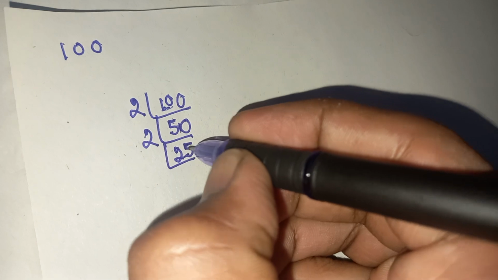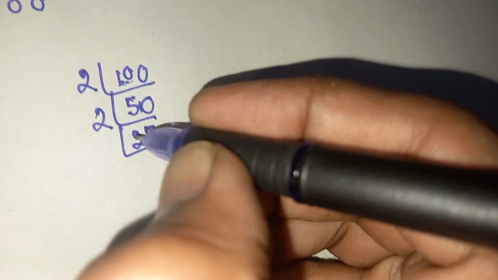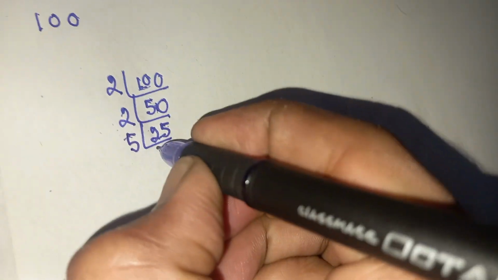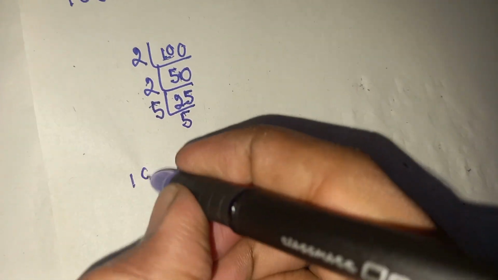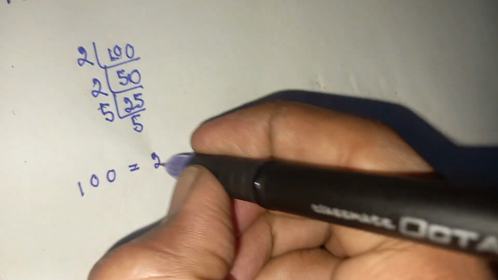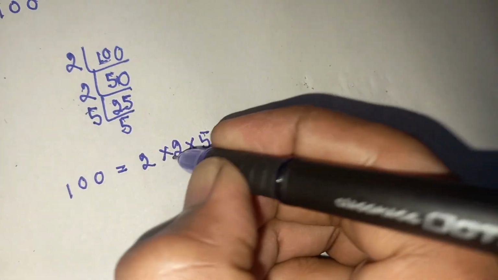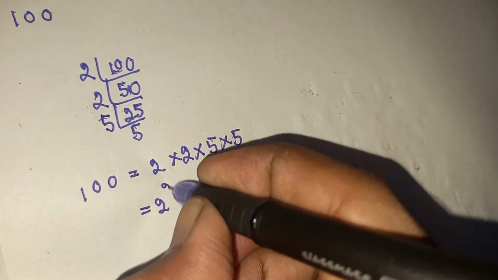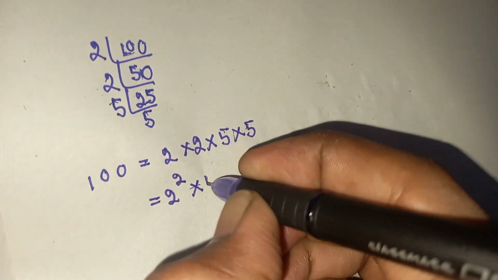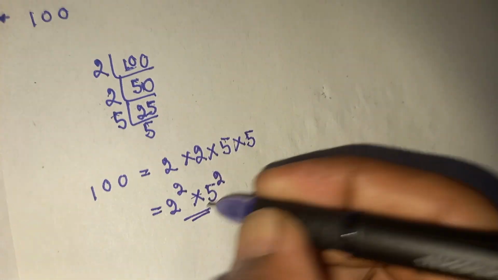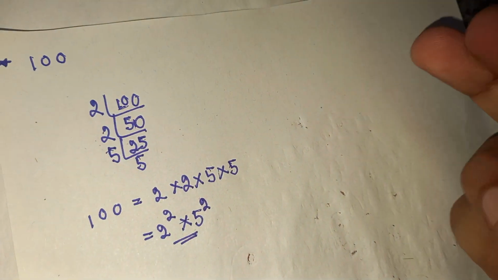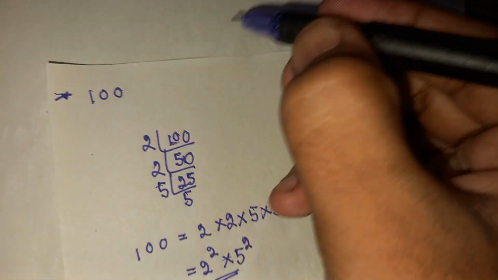We have 25, which 3 cannot divide. 3 times 8 is 24, 3 times 9 is 27, so 3 cannot divide this, so take 5. 5 times 5 is 25, so you can write 100 as 2 times 2 times 5 times 5. Here 2 is repeated twice, so write it as 2 square, and 5 is also repeated twice, so write it as 5 square. So 100 can be written as 2 square times 5 square.